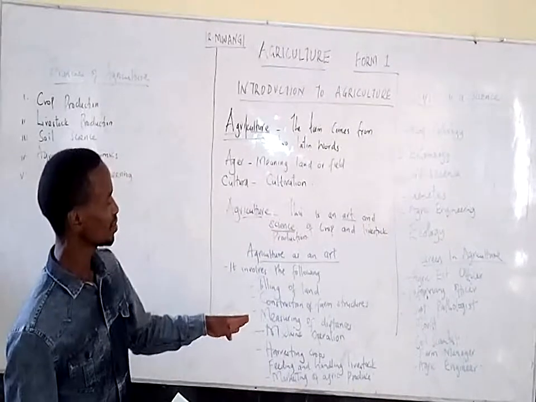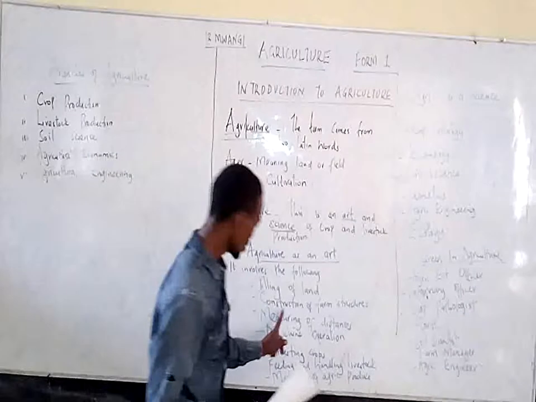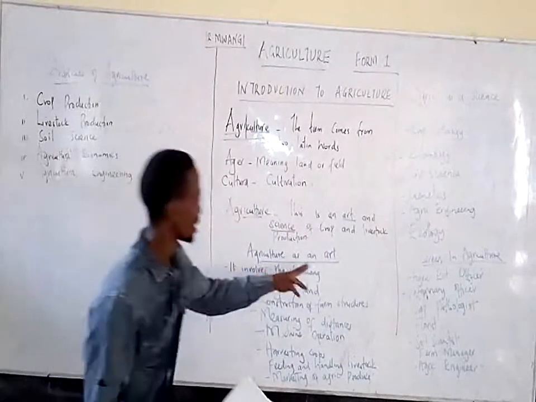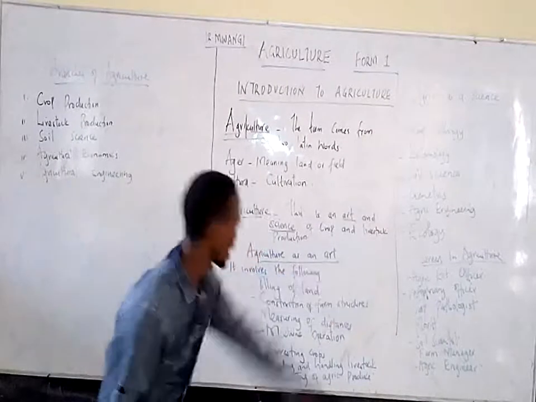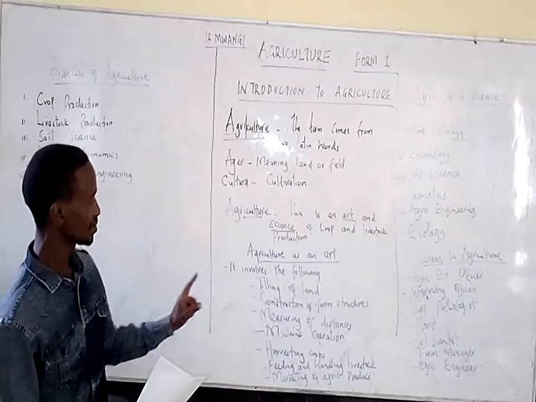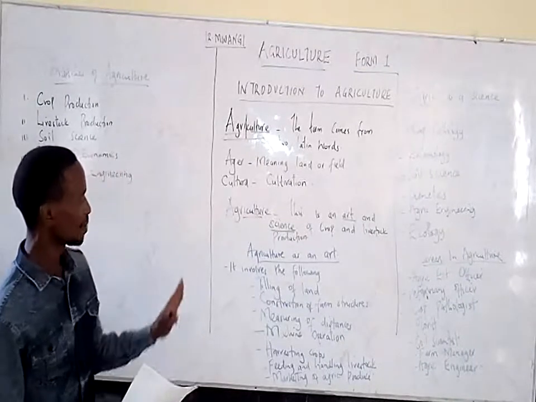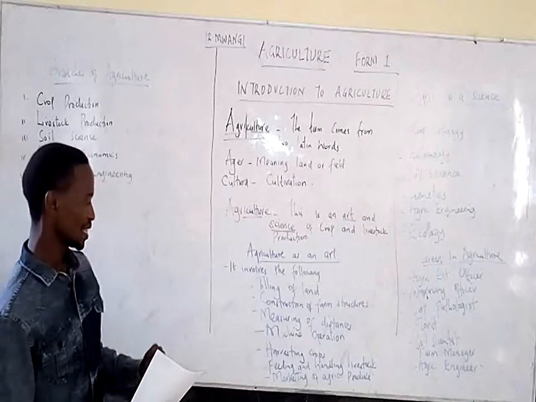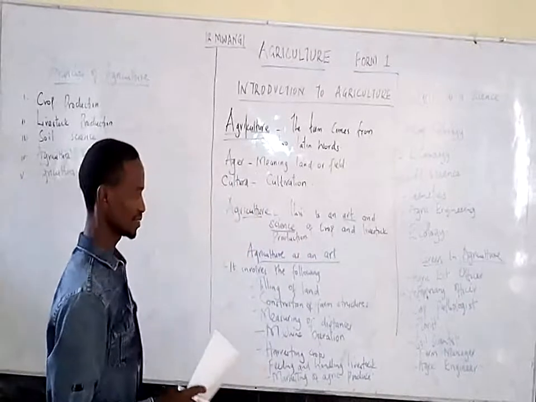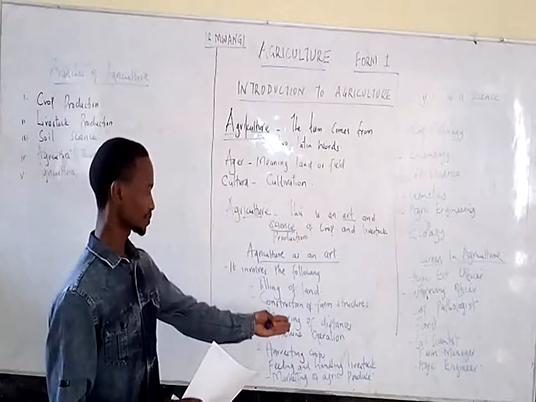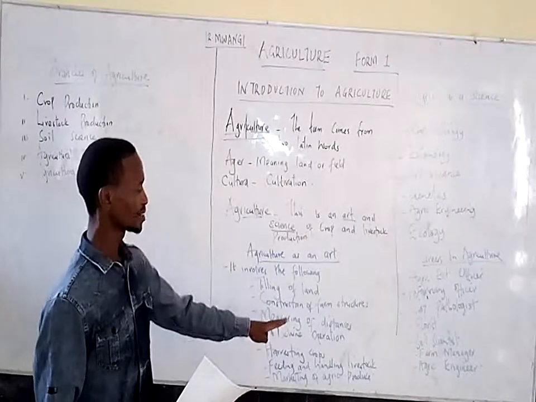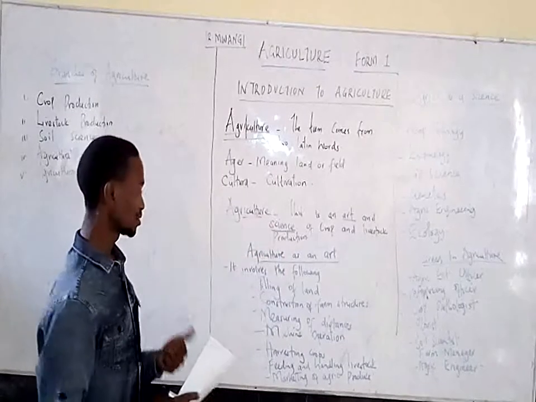In the construction of such structures, the knowledge or the skills which are applied fall under art. So when you are carrying out the construction of the farm, you are applying agriculture as an art. Then, another point is the measuring of distances. This skill is applied mostly when you are establishing crops such as maize.